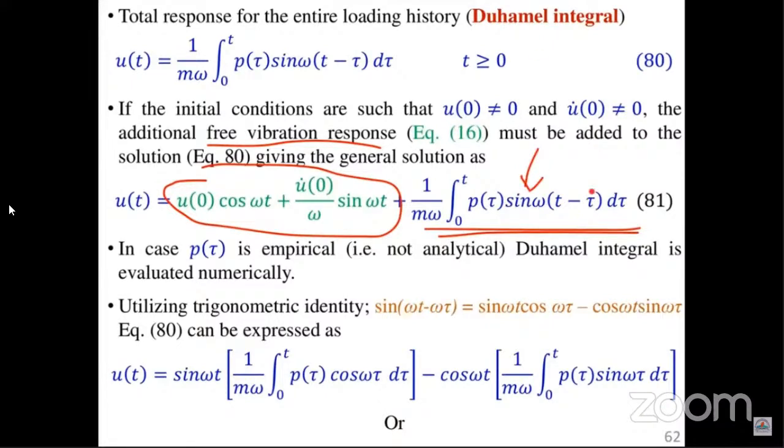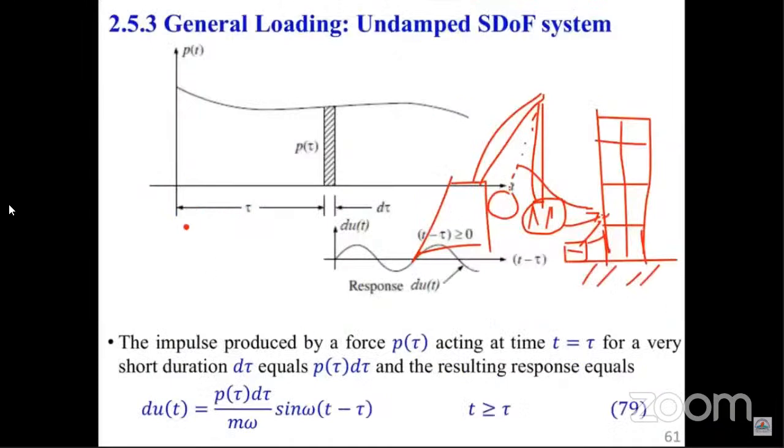Now this is the part I wanted to mention about the arbitrary loading. In case the p tau, or the arbitrary load, is empirical, that is, not analytical. If it was analytical, meaning we have an analytical expression, for example if the loading function was constant, a straight line, where P is equal to, let's say, P naught, or if it was something like that, we can be able to express it.